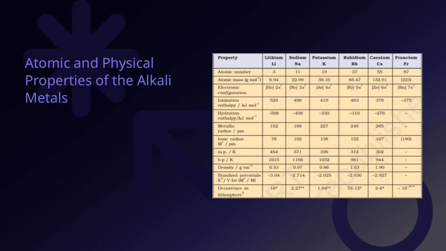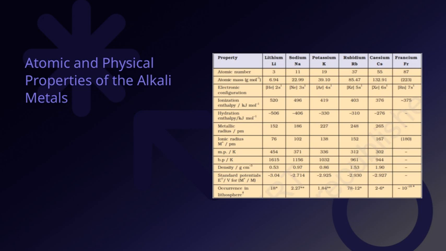Let's take a closer look at the atomic and physical properties of the alkali metals. These elements, which include lithium, sodium, potassium, rubidium, cesium, and francium, are known for their distinctive characteristics. One of the most notable features is their low atomic numbers, which means they have relatively few protons and electrons compared to other elements. This low atomic number contributes to their high reactivity.